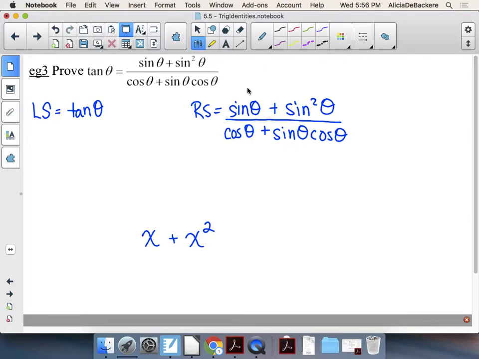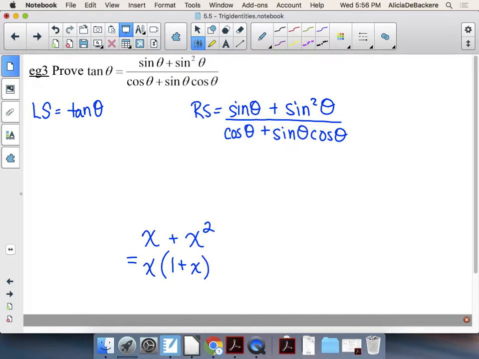Here, my sine theta, I'm just going to replace it with an x for a second. And my sine squared theta, I'm just going to replace that with an x squared for a second. Now, I know how to factor this because there's a common factor of x. So if I were to factor this, it would become x, and then inside the bracket, if I divide both of the original things by x, I'm left with 1 plus x.